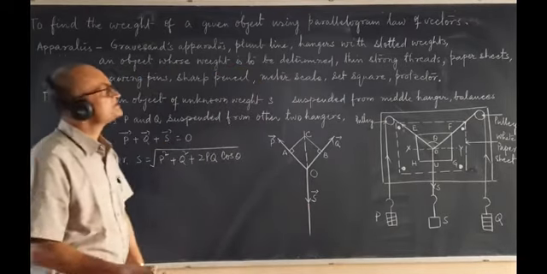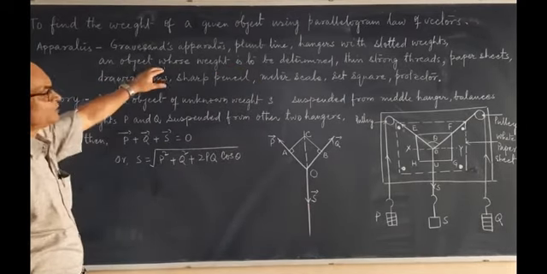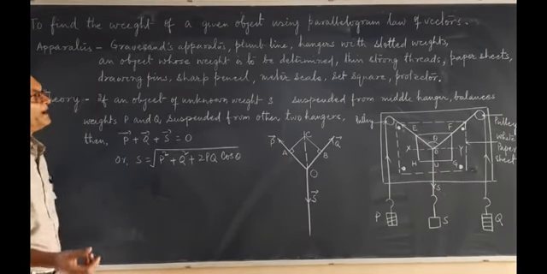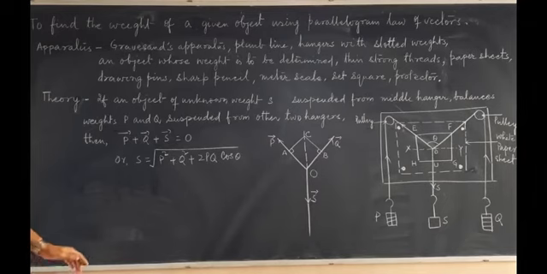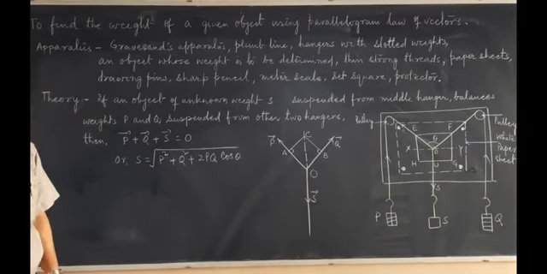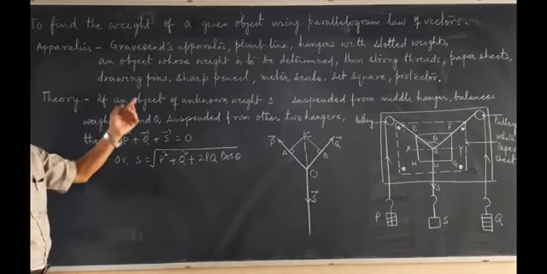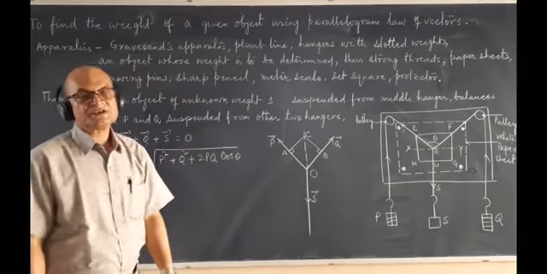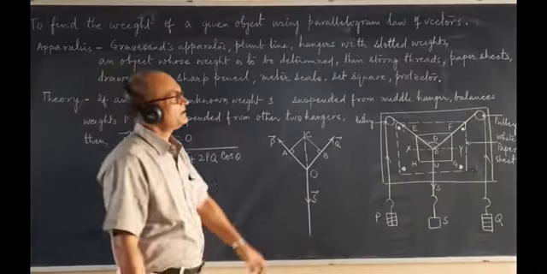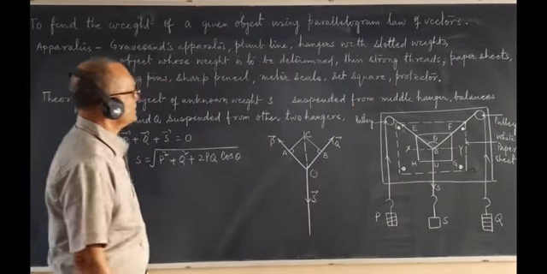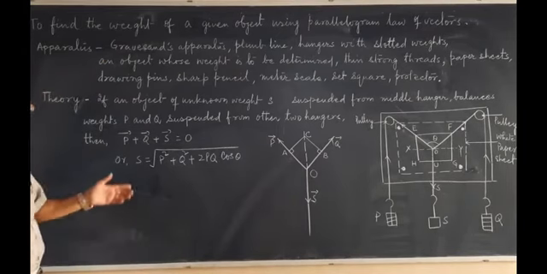the slotted weights, and that object whose weight is to be determined. Thin and strong threads, paper sheets, drawing pins, a sharp pencil, a meter scale, a set square, and a protractor to measure the angle. We know its theory very well.